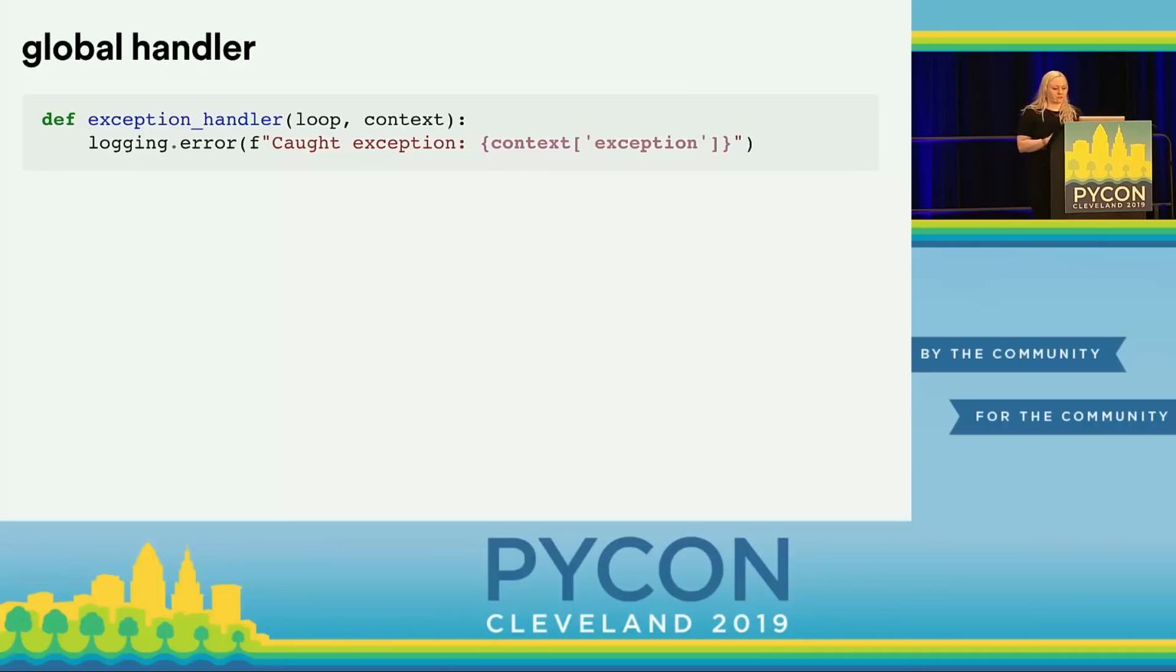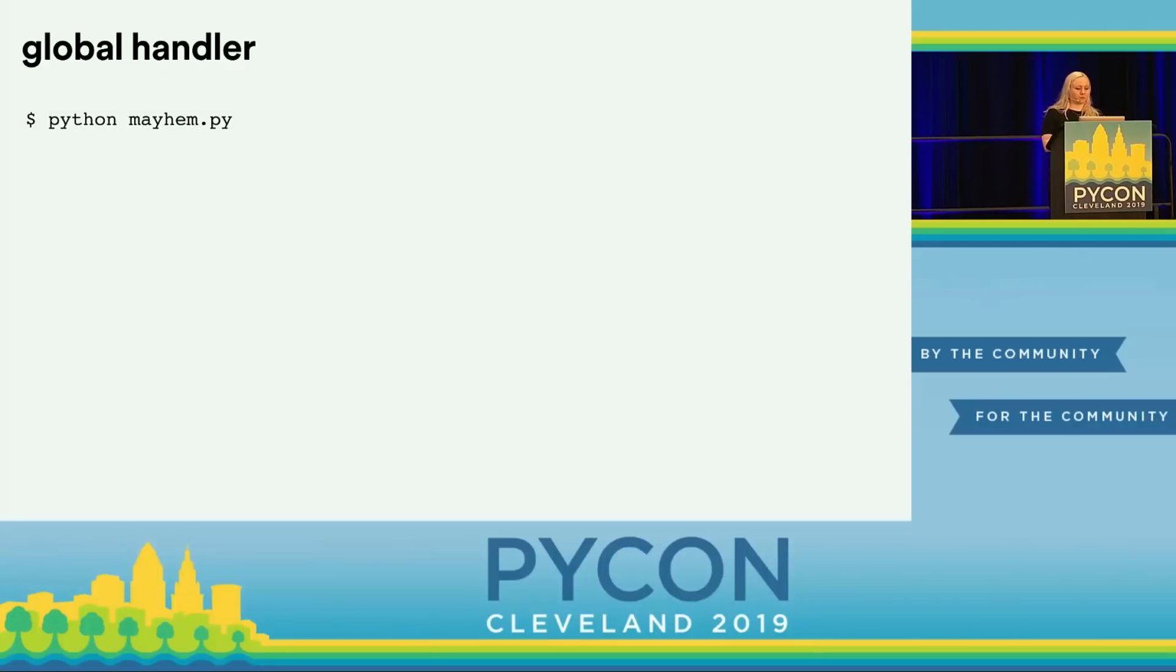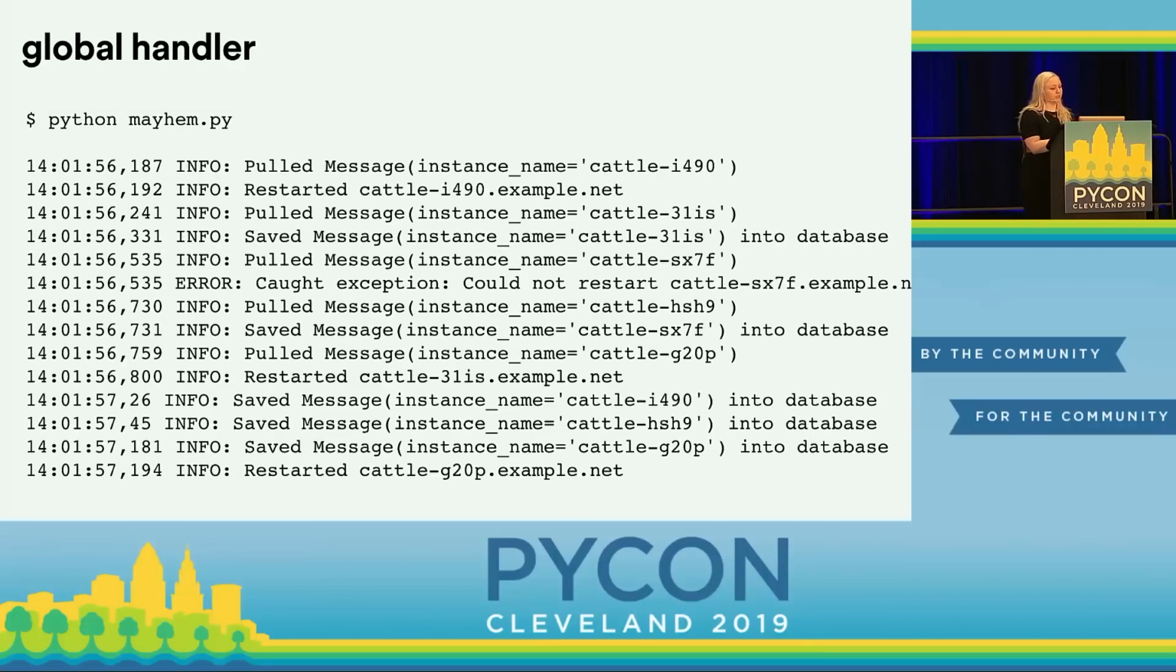What we can do is define an exception handler. Super complicated, I know. And then we can attach it to our loop, much like signal handling. And so when we rerun this, we see that our logging of the exception does happen. Oops. And we don't get that "task exception was never retrieved".